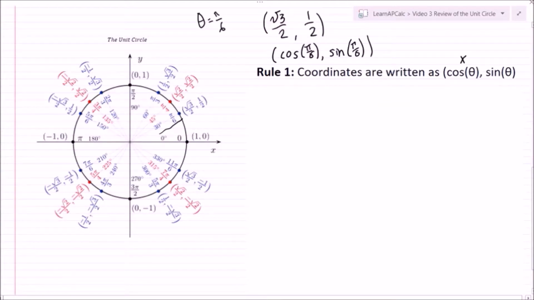So cosine is x, sine is y. These coordinates are representing the cosine of the angle at that coordinate, and then the sine of that angle at that coordinate.